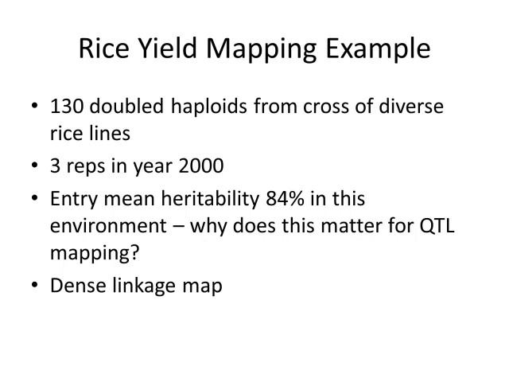And I will leave it for you to think about why it matters what the entry mean heritability is for a QTL mapping study. Does it matter if the heritability is 50% or 90%? And why does it matter? I'll leave that as a question for you to think about. We will consider it for the purposes of this demonstration that a heritability of 84% suggests that we have reasonably good estimates of the genetic values in this particular environment. The analysis will be based on a dense linkage map of markers that we will show on the next slide.